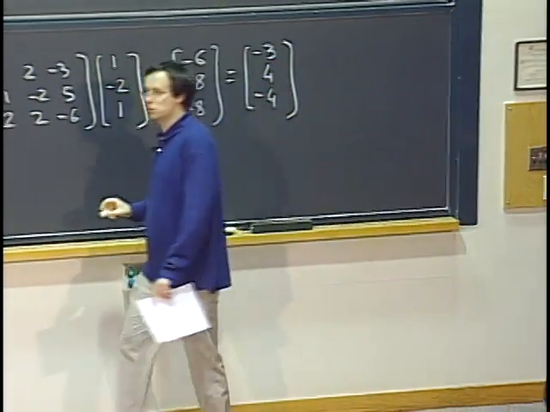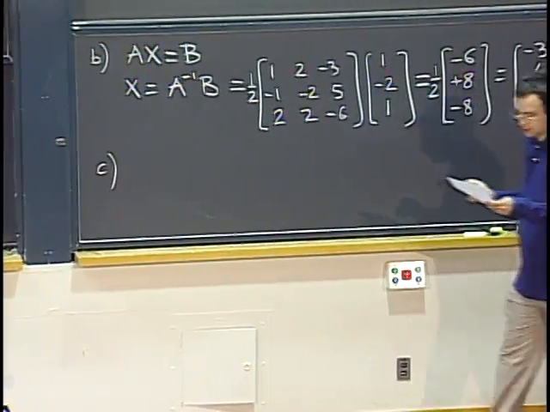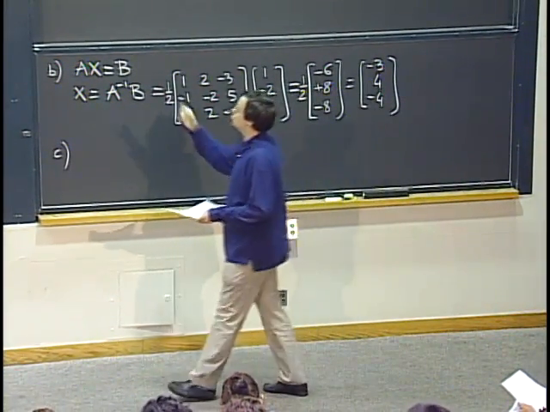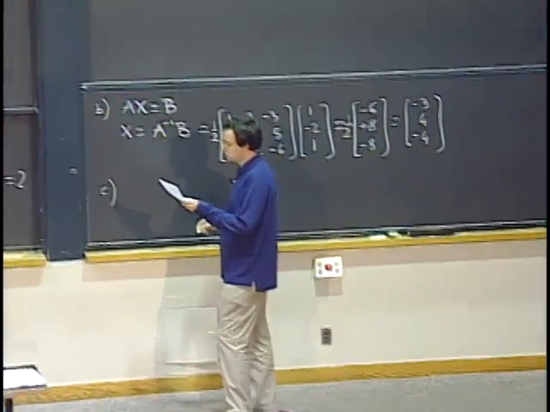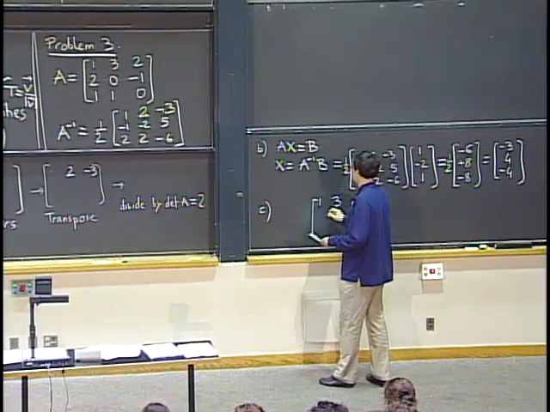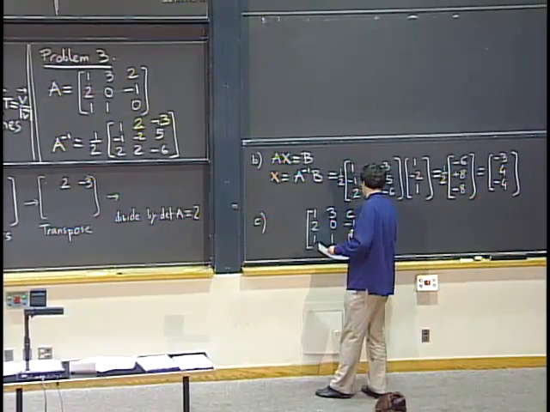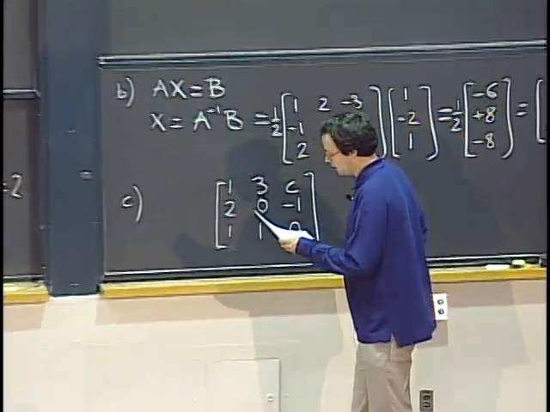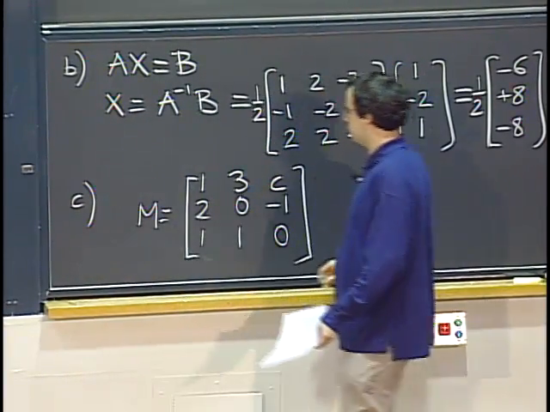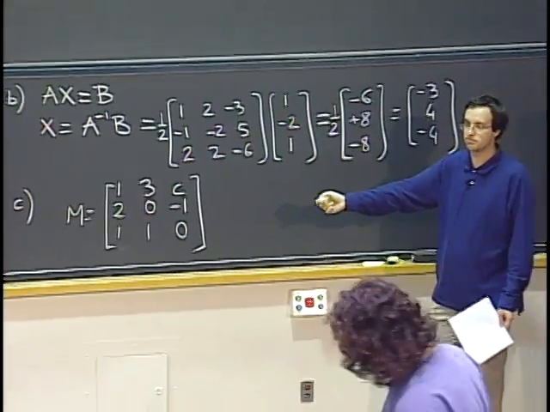Okay. So now we come to part C, which is the harder part of this problem. It says, let's take this matrix A, and let's replace the 2 in the upper right corner by some other number C. So that means we'll look at 1, 3, C, 2, 0, minus 1, 1, 1, 0. And let's call that M. And it first asks you to find a value of C for which this matrix is not invertible.